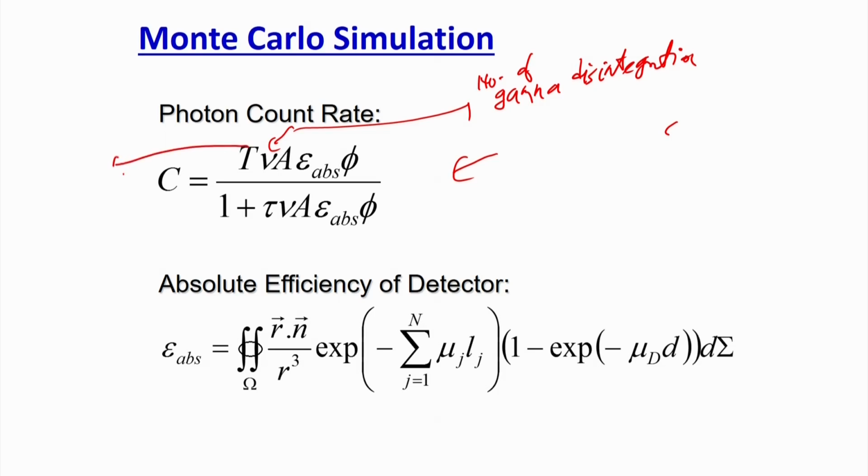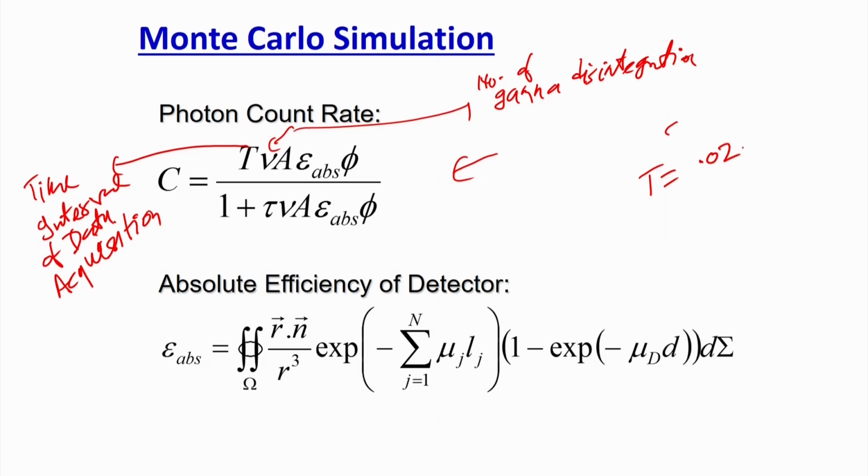T here is the time interval of data acquisition. Suppose I am acquiring the RPT data at a rate of 50 hertz, it means T will be 0.02 second. Or if I am acquiring the data at 10 hertz, then T will be 1 upon 10, which is 0.1 second.